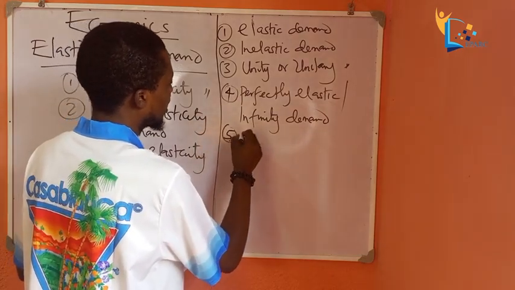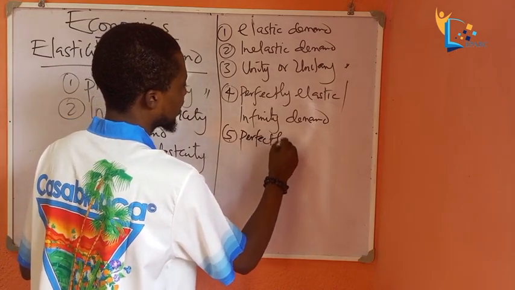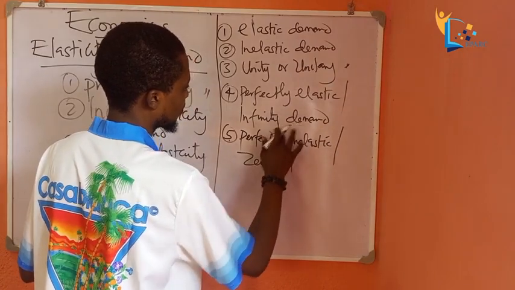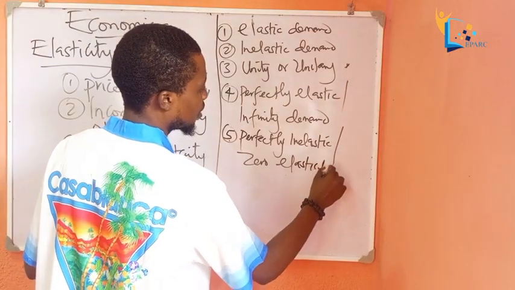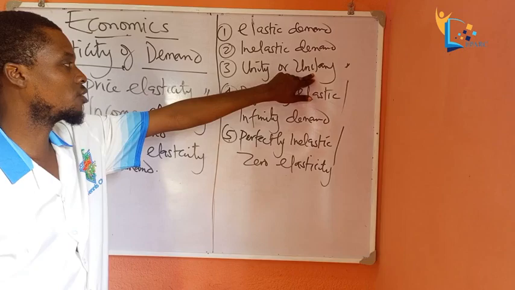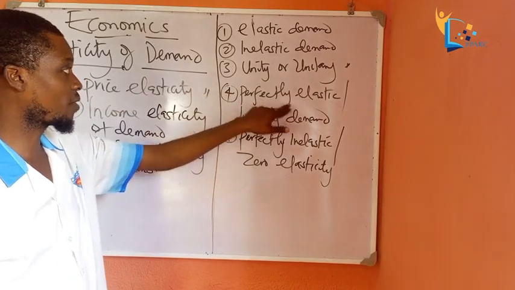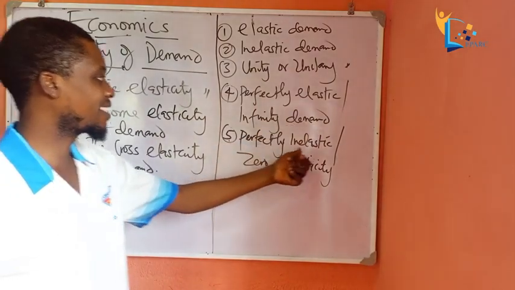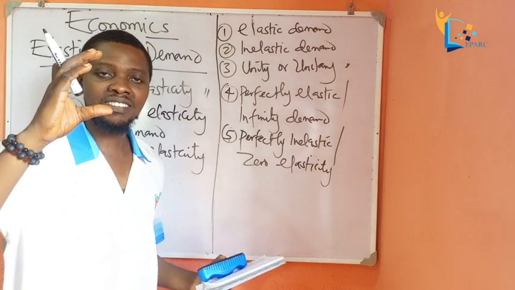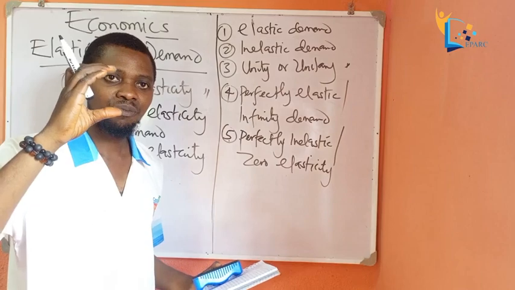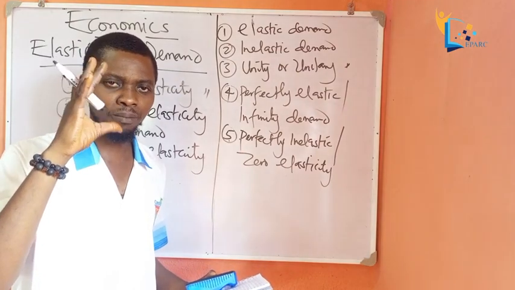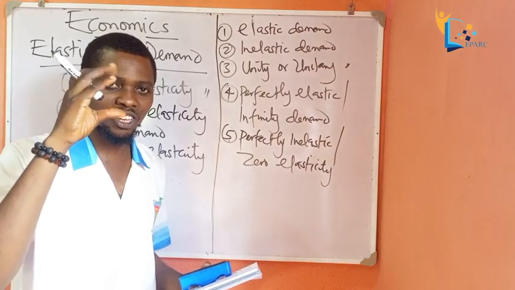Then we have the perfectly inelastic, or zero elasticity. So: elastic demand, inelastic demand, unitary demand, perfectly elastic or infinity demand, and perfectly inelastic or zero elasticity. Now, when we say elastic demand, quantity demanded increases as a result of a little change in price. Quantity demanded increases as a result of little change in price.